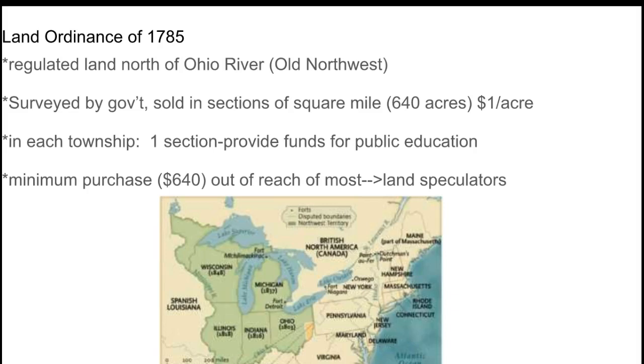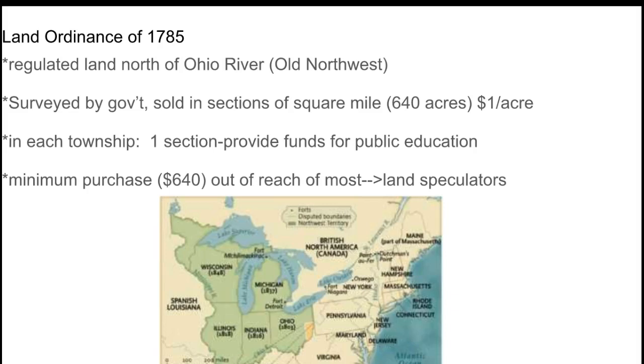What you had was land speculators who did have cash, and they would go out there, and the minimum purchase was 640 acres. And so they would go out, buy it, subdivide it, and then sell it off in smaller plots to people who couldn't afford 640 acres. So they would sell off 5 or 10 acres or 25 acres for a higher price. So land speculators made a lot of money off of this.